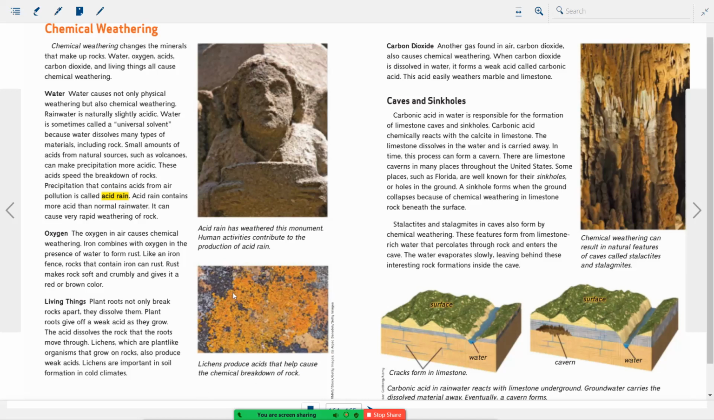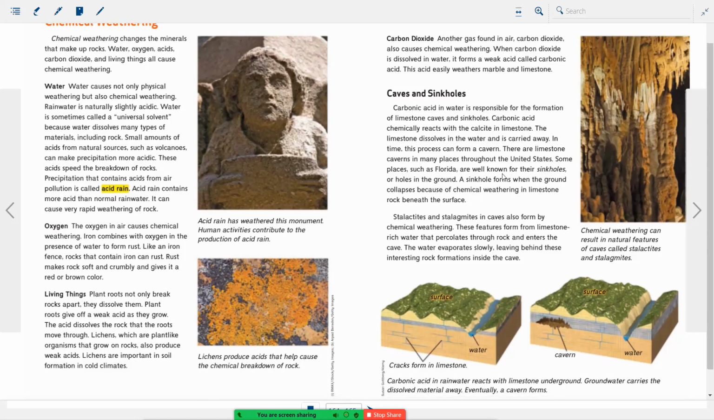So here you can see even the rocks are looking rusty, and that's because the iron in the rock is mixing with the oxygen and it's mixing with the water and those acids, causing it to rust the same way we would see metal rust when it's left outside.